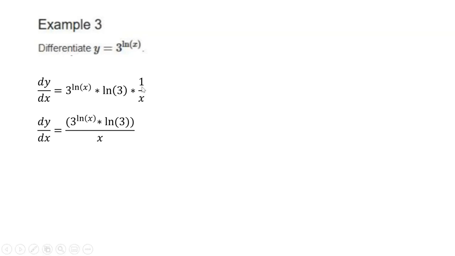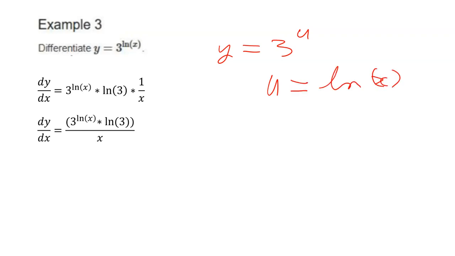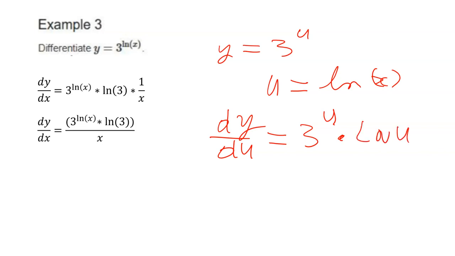The whole thing? Okay. So think of this as being like y equals 3 to the power of u, where u is equal to ln x. So what I'm going to do is first find the derivative of 3 to the power of u, so dy/du in other words. So dy/du would be the same thing as 3 to the power of u multiplied by the ln of u. That make sense so far?